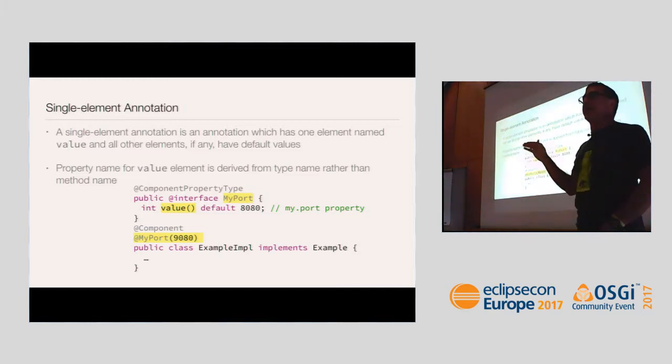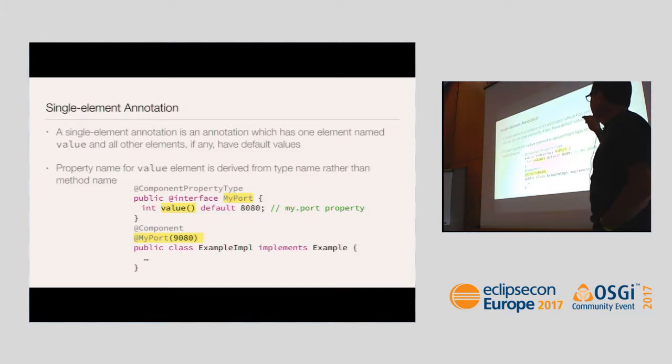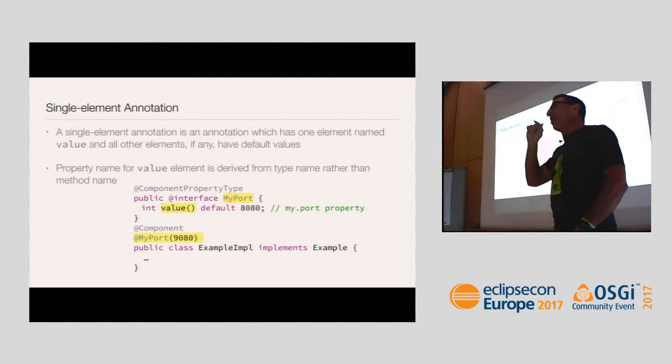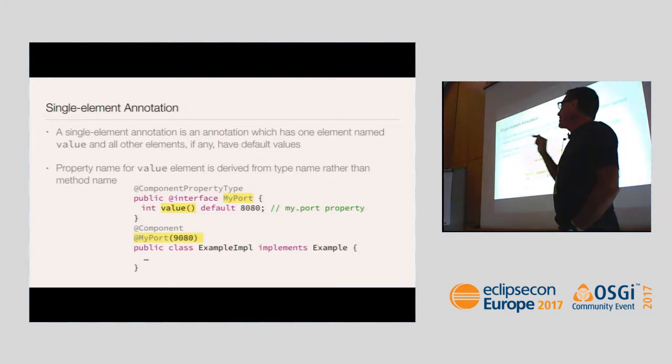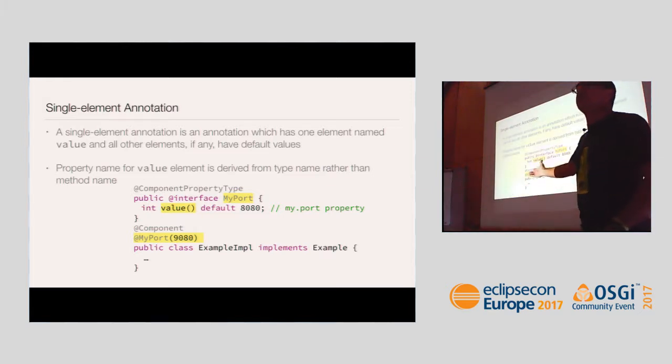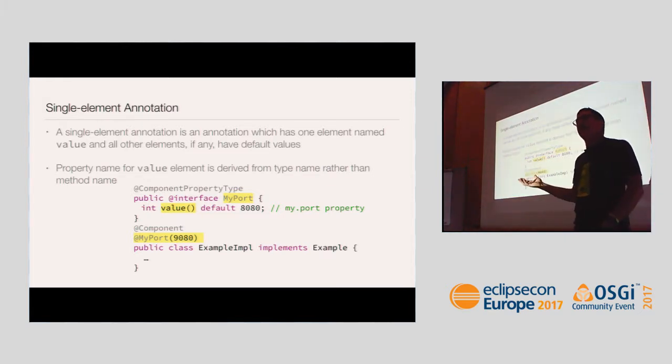But a single element annotation is an annotation that basically has one element named value. It can have other elements, but all of those have to have defaults. And the nice thing about single element annotations is you can write nice things like this. You don't even have to say the element name because value is what is assumed. So it gives you a very nice and concise way to use an annotation, right?